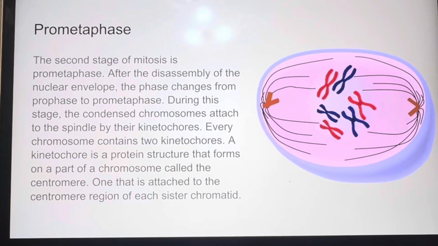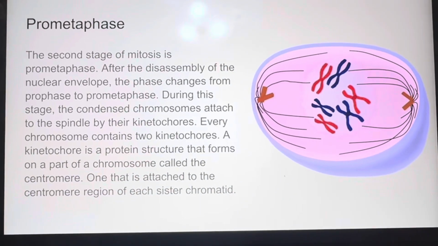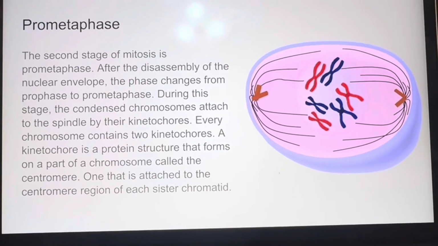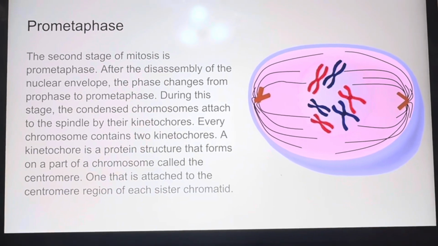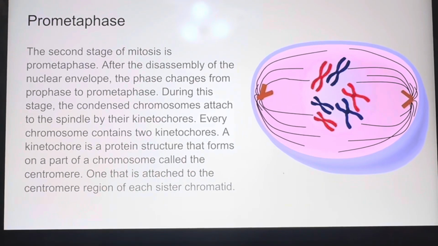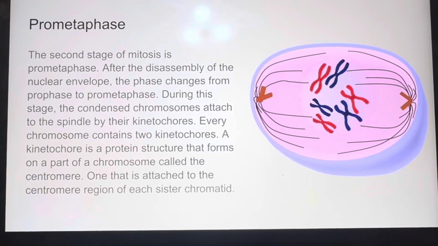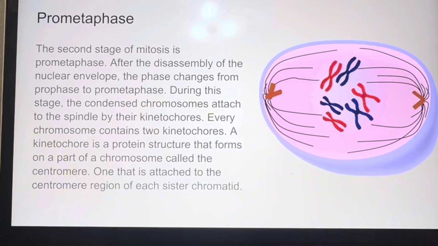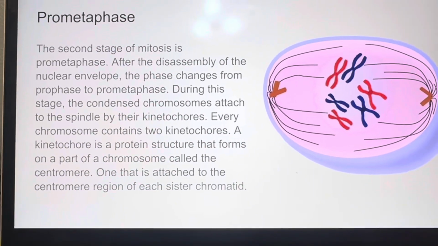Prometaphase. The second stage of mitosis is prometaphase. After the disassembly of the nuclear envelope, the cell changes from prophase to prometaphase. During this stage, the condensed chromosomes attach to the spindle by their kinetochores. Every chromosome contains 2 kinetochores. A kinetochore is a protein structure that forms on a part of a chromosome called the centromere, one that is attached to the centromere region of each sister chromatid.